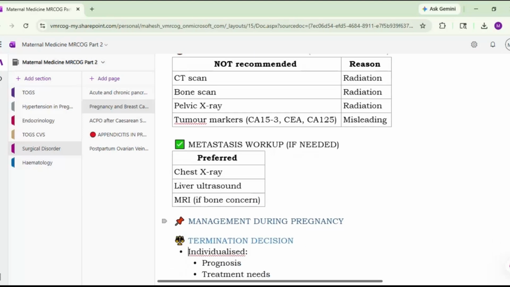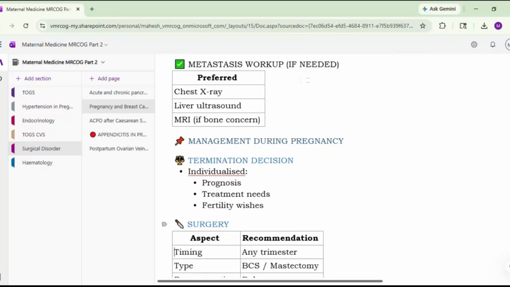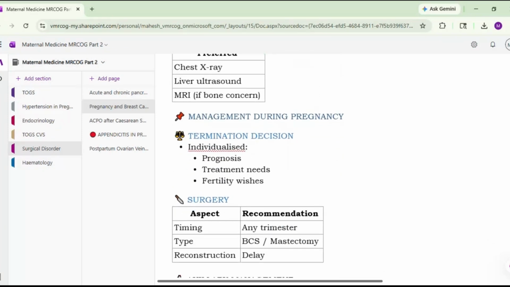Okay. Then what is the management during the pregnancy? Should we continue the pregnancy? Should we terminate the pregnancy? Termination decision needs to be individualized. Okay. And that will depend upon the prognosis of the case, the treatment needs, and the fertility wishes of the patient. Then second is surgery.